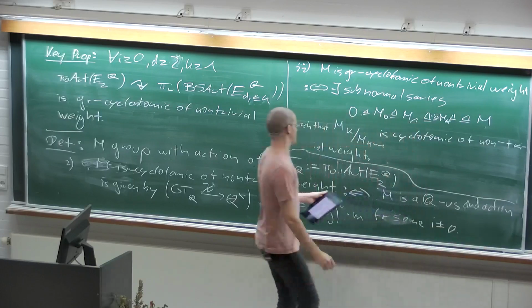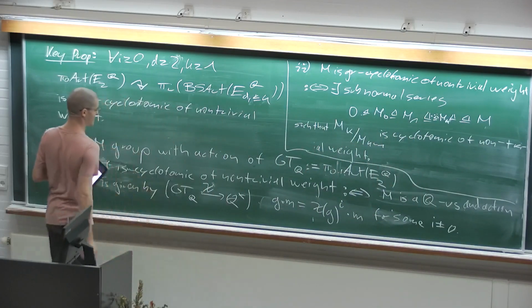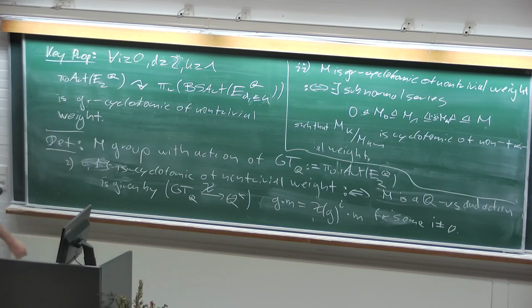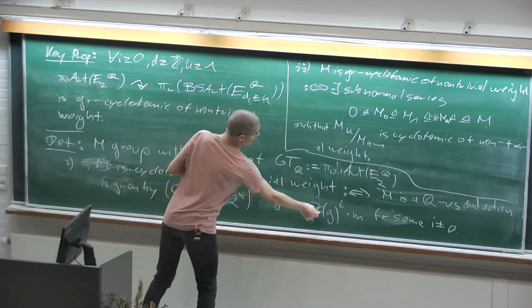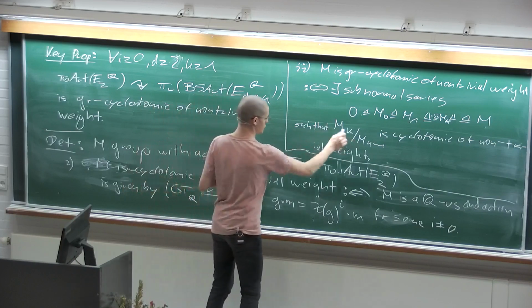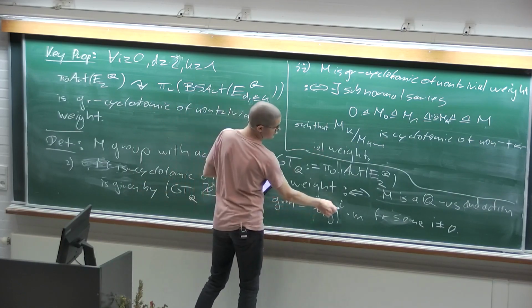So up to taking the associated graded, the action is very simple. It factors over the cyclotomic character, followed by some scaling. And it's important that for different quotients, I'm allowed to pick different values of i.